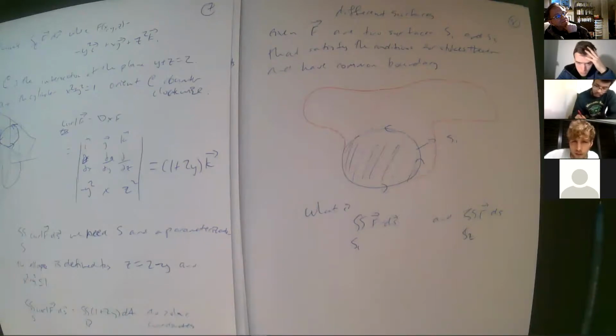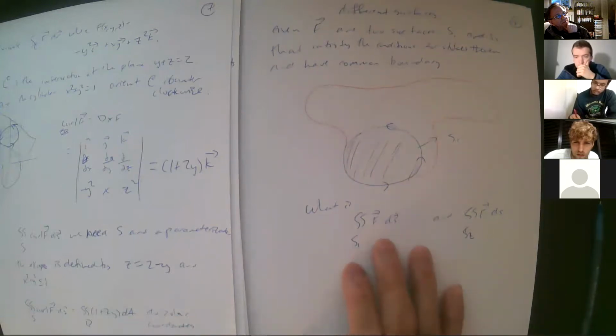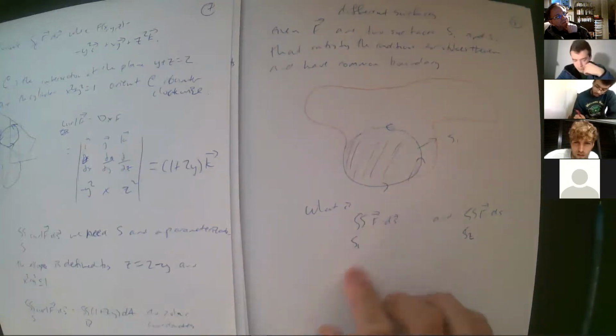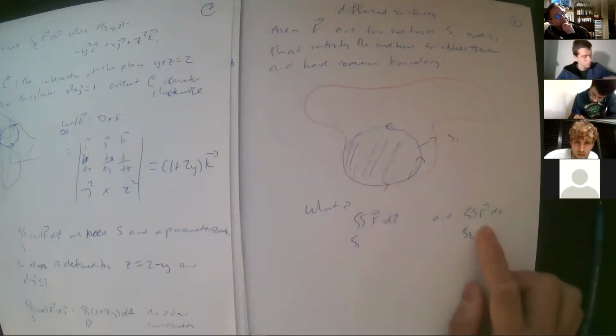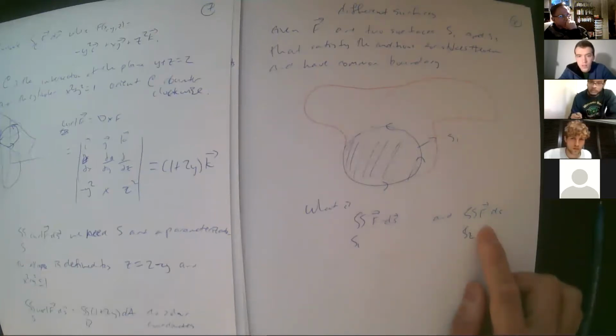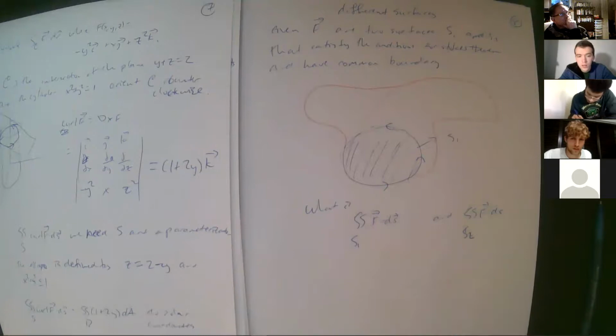I'm confused about the question. So this is a number, right? It's the flux of the vector field across the surface S1. And this is the flux of the vector field across S2. How are these related? Question, is S1 a part of S2? No. Okay. So imagine it like this.